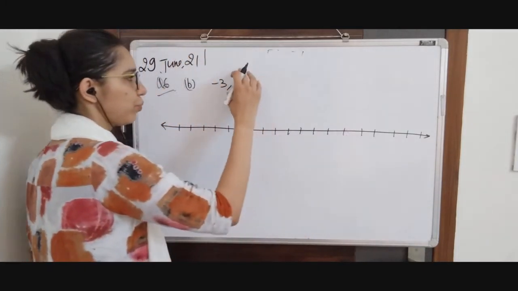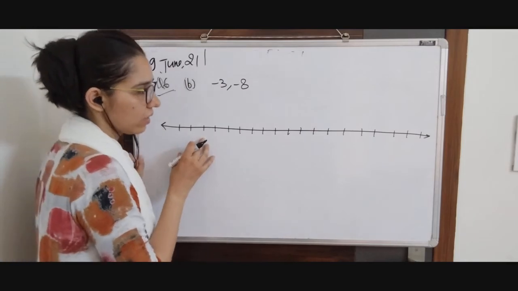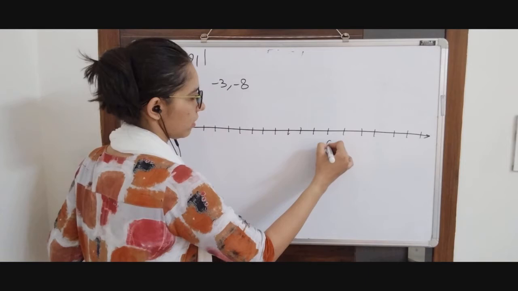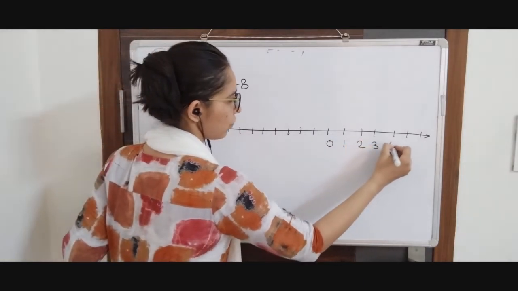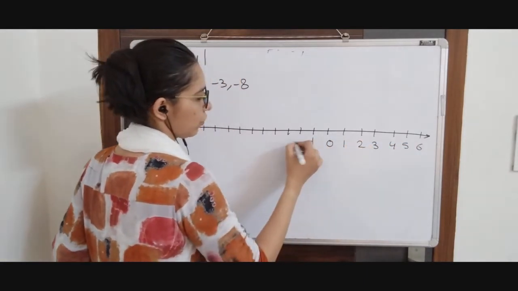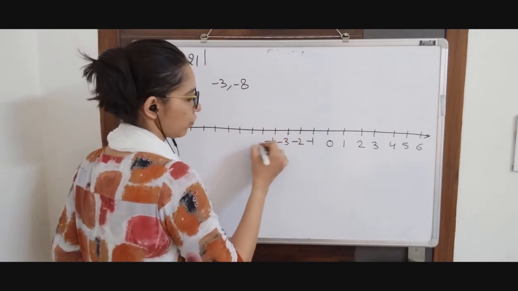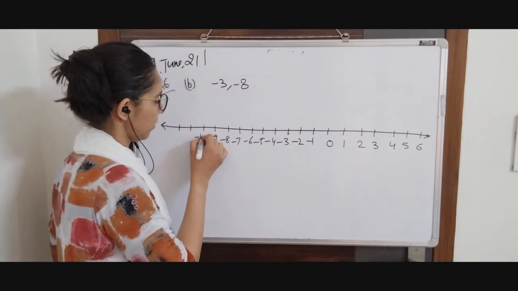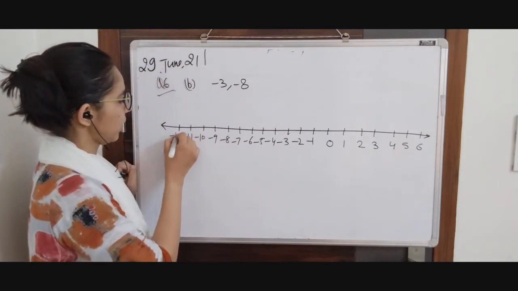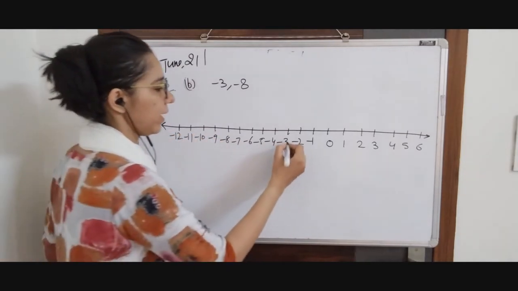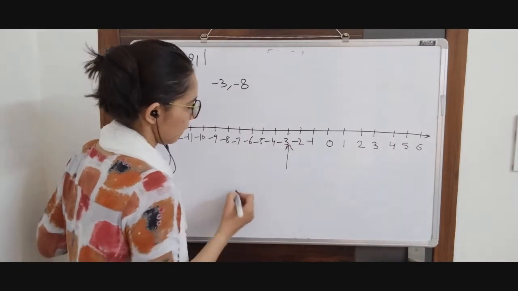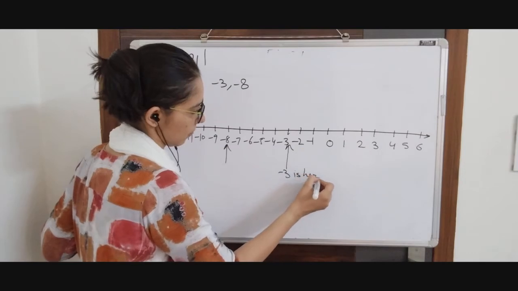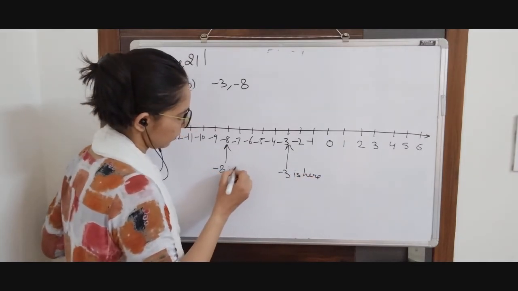So I am able to put my -8 here. So I will start with maybe 0 from here. 1, 2, 3, 4, 5, 6. -1, -2, -3, -4, -5, -6, -7, -8, -9, -10, -11, -12. So my -3 is here and -8 is here.